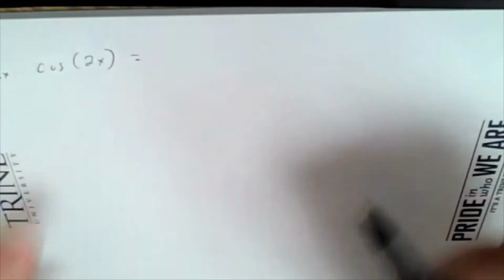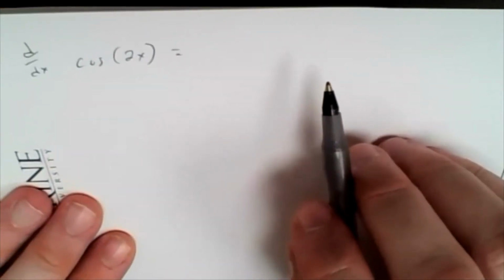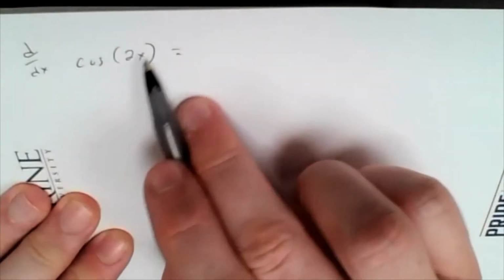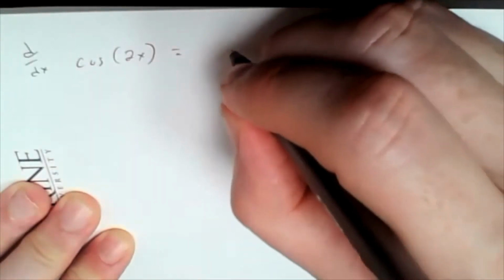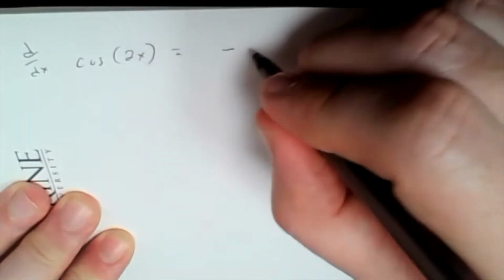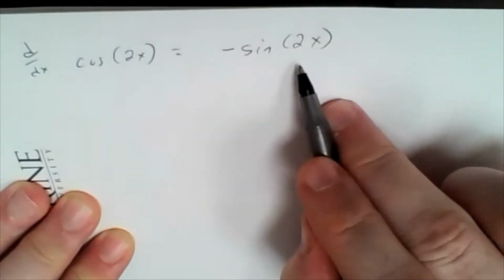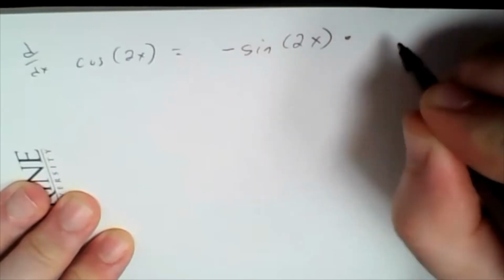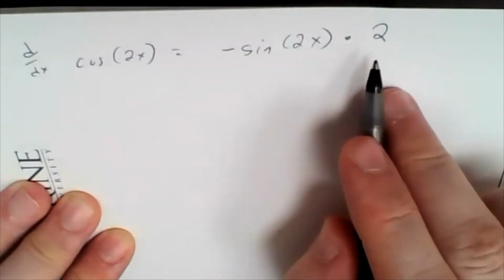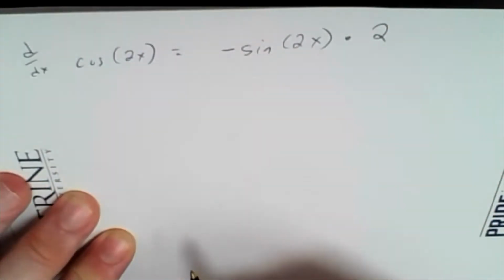Problem 5 asks for what is the derivative of the cosine of 2x. So this is a chain rule problem. Since inside I've got 2 times x, I will say that the derivative of the cosine function is minus the sine. I keep the 2x inside, and I need to multiply by that derivative, which is 2.